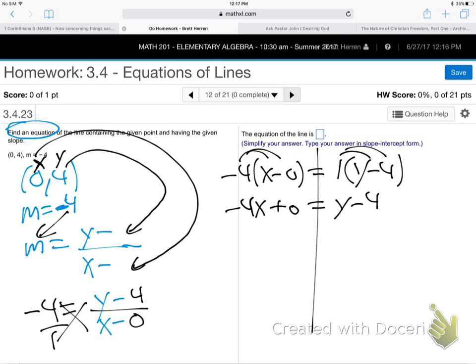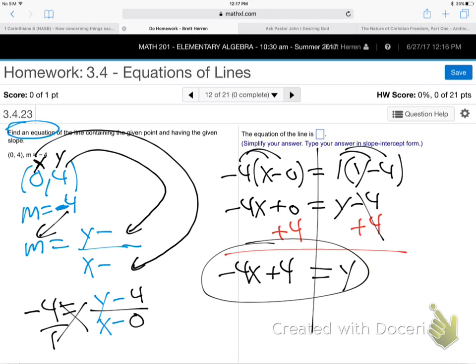And now, last thing, what does y always say? I want to be alone, so add 4 to both sides. Cancels out. y equals -4x plus 4. There's our equation. Yeah, she was pointing out that from the beginning, this was the y-intercept, wasn't it? Over 0, up 4, so we knew it was going to be 4 at the back.